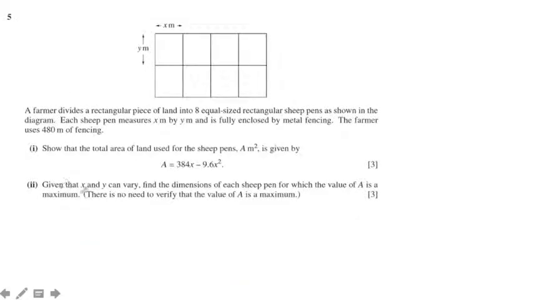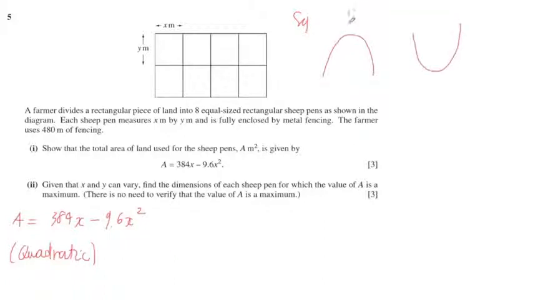Question 2. Given that x and y can vary, find the dimensions of each pen which will give the maximum area. You can imagine that the area formula to calculate this total area is a quadratic function. So when you want to calculate the maximum or minimum point of a quadratic equation, you have to focus on the quadratic function graph.